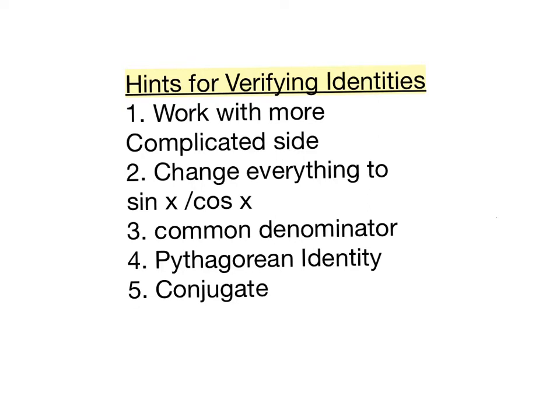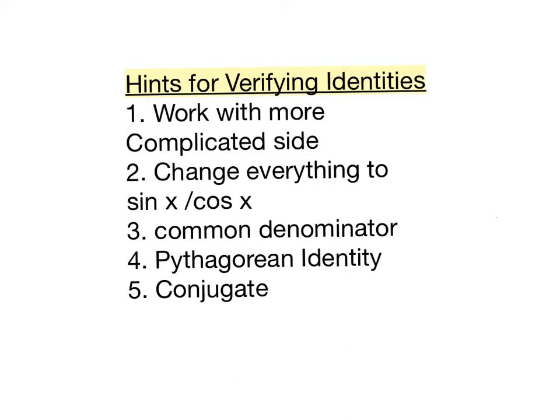My techniques are going to be either to change everything to sine and cosine, which were actually the instructions in the 7-1 homework. They told you to change everything to sines and cosines, so this is one of the techniques. Another technique would be to find a common denominator. And another technique would be to substitute in a Pythagorean identity, or even a quotient identity or a reciprocal identity.